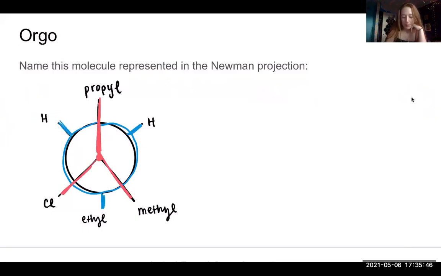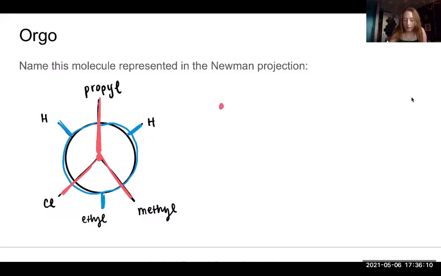Okay, so I'm going to demonstrate, I'm going to draw this out. The way I always translate Newman projections to the nomenclature or the line structure is first by drawing it really ugly, so I can just make sure I have everything down, and then I redraw it to get a clean copy I can interpret.